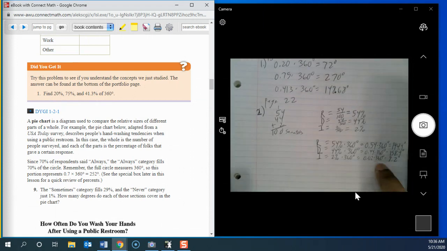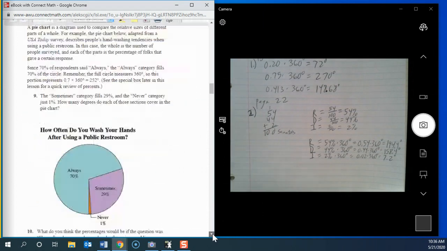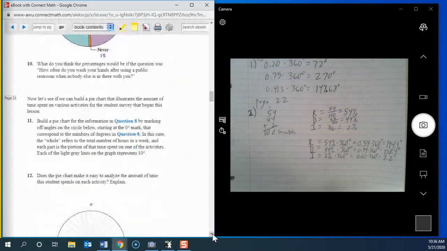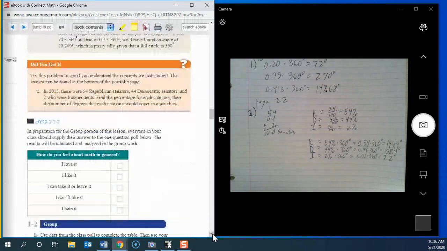Now, the next problem here that I didn't cover on video, and then after this we will do everything live, is on page 22, which is the did you get it problem. It says try this problem to see if you understand the concepts we just studied. The answer can be found at the bottom of the portfolio page. In 2015, there were 54 Republican senators, 44 Democratic senators, and 2 who were independents. Find a percentage for each category, then the number of degrees that each category would cover in a pie chart.